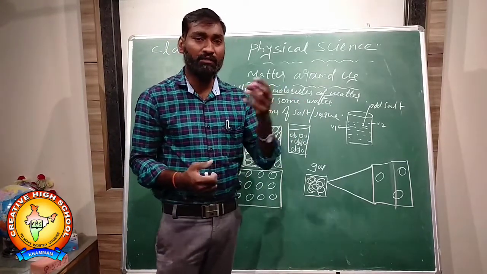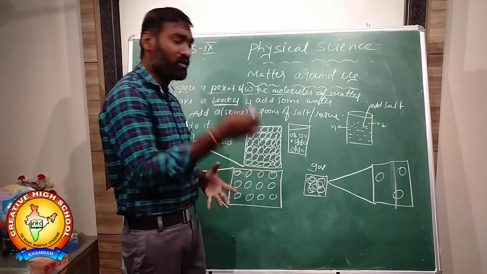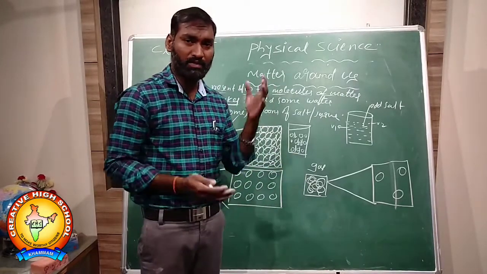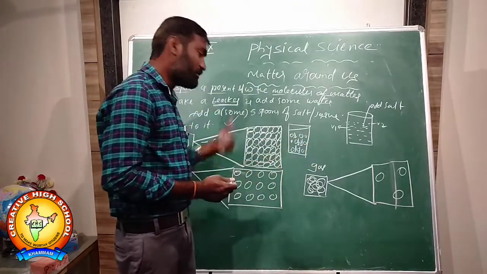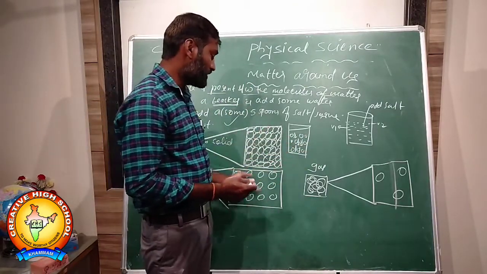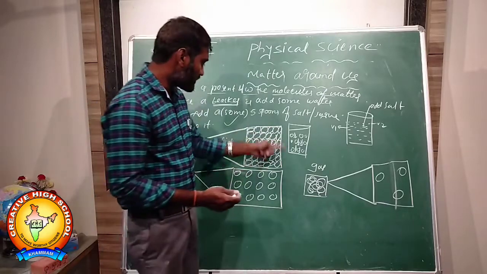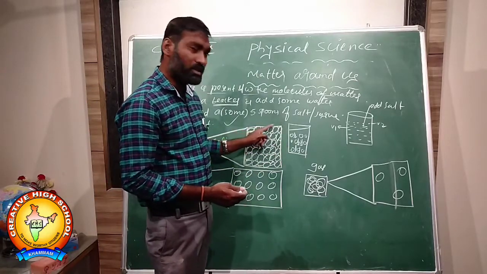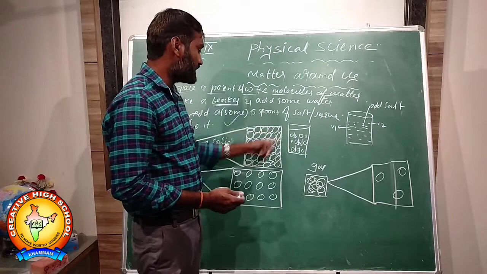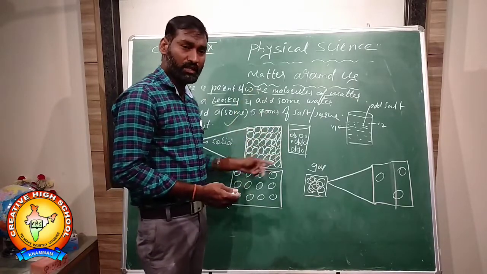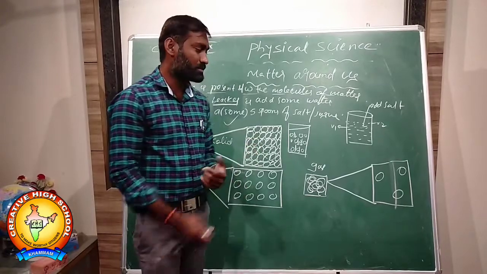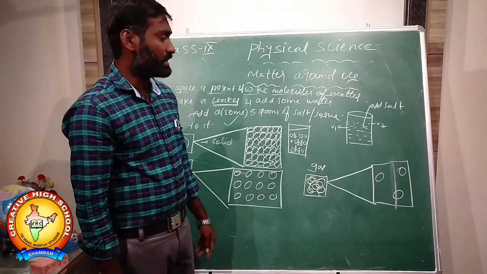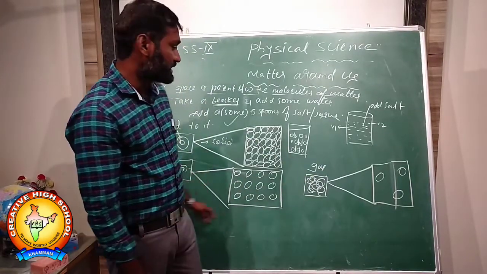And liquids are also movable from one place to another place. That's why the rate of diffusion is somewhat more compared to solids. But in solids, the force present between the particles is very strong. That's why there is no diffusion taking place in solids. So that is the arrangement of molecules in solids, liquids, and gases.